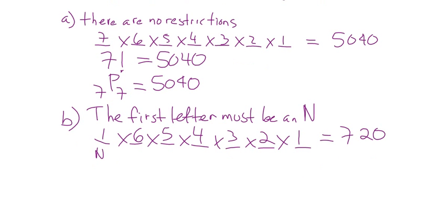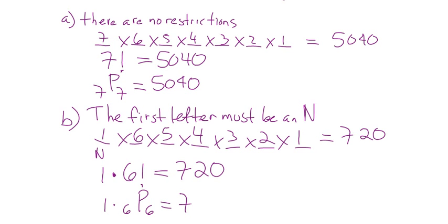I could say it's 1 times 6 factorial, right? So I'm going to take care of the N and then just arrange the other 6 letters. So I go as 1 times 6 factorial, which is also 720. Or I could say it's 1 times 6p6. In essence, you can discard the N, right? Forget about the N, it doesn't matter, right? It's out of there. I now have to arrange 6 objects. And that can be done 6 factorial ways or 6p6 ways.